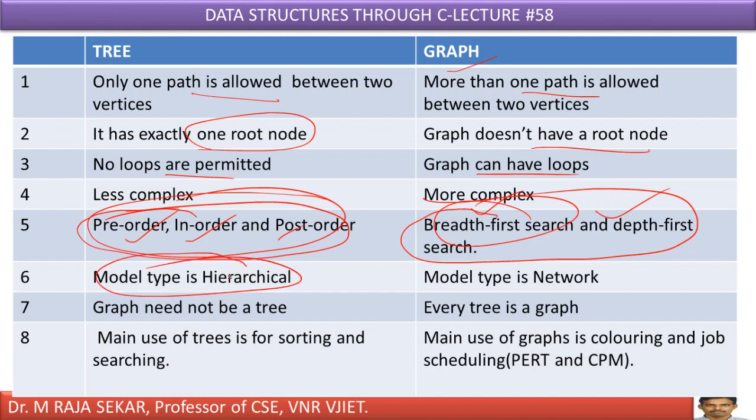This is a hierarchical type. This is a network type. Hierarchy means root child relation is there. But here there is nothing but root child sort of things. Graph need not be a tree. Every graph need not be a tree, but every tree is a graph.